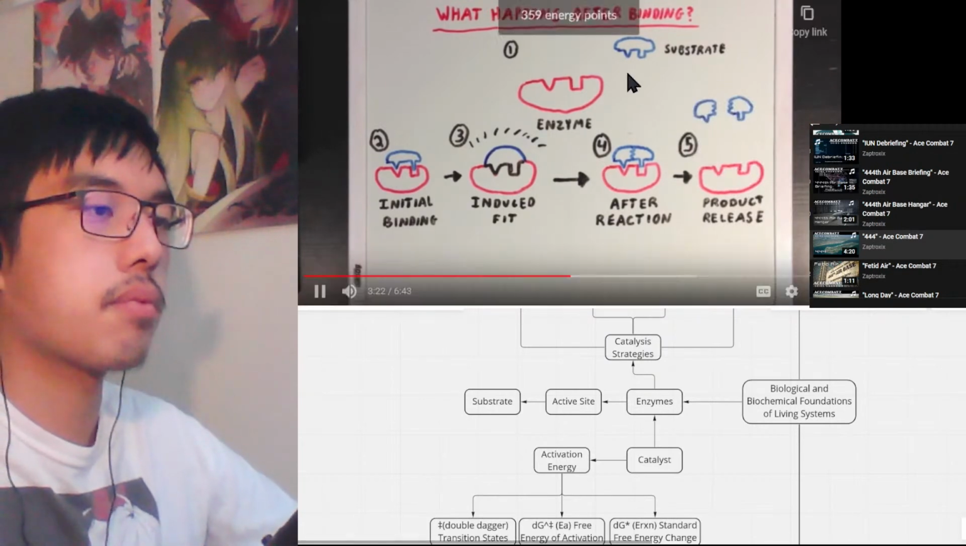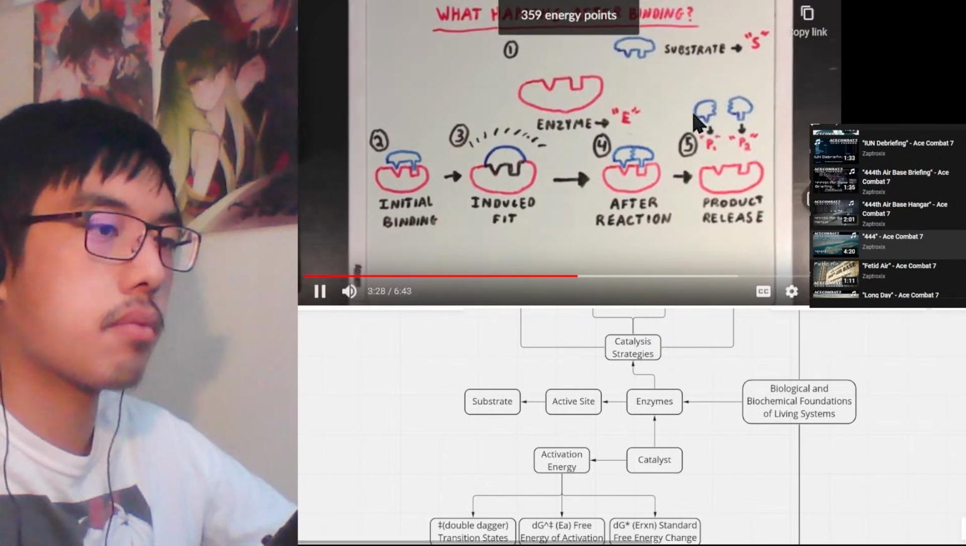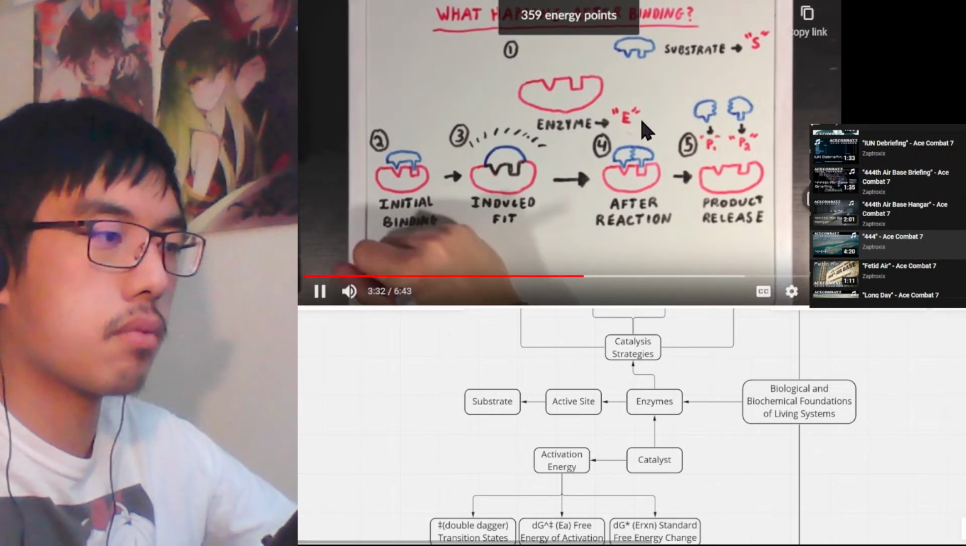Now let's look at this from a slightly different angle. I'm going to label the enzyme as E, substrate as S, and our two products as P1 and P2. And they're going to represent a series of events as different steps in a sequence of reactions. So first we'll have E and S separate, and this is stage 1.